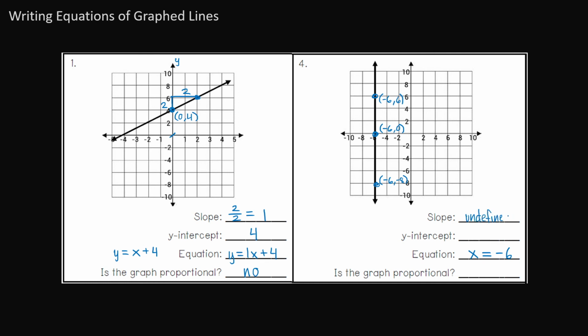Now the y-intercept is also pretty interesting. This line doesn't cross the y-axis at all. It's going vertical. It will never touch the y-axis. So there is no y-intercept. So that's why the equation is x equals -6. And is this graph proportional? Also no, because it doesn't pass through the origin. For additional practice with this concept, try out problems 2 and 3.